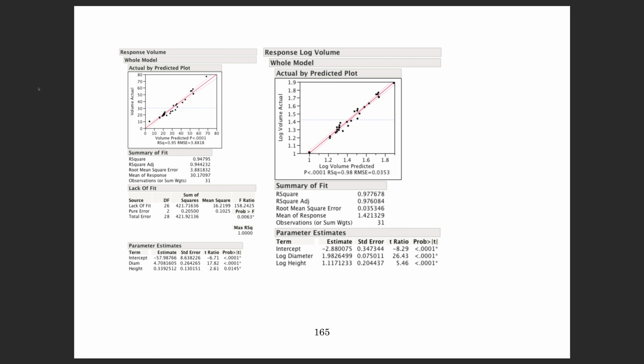In other words, I can go back to my friend and say, yes, the volume is proportional to diameter squared times height with this constant of proportionality, which explains nearly all the variability in my data set.